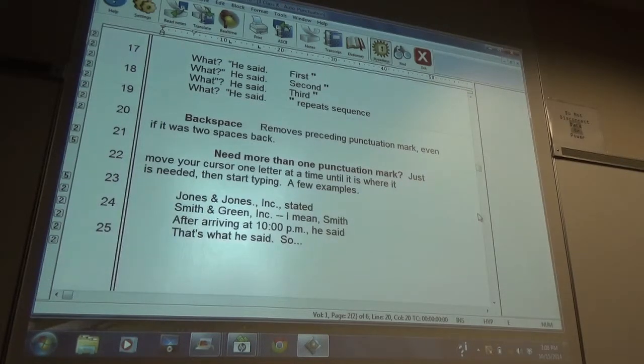Okay, need more than one punctuation mark? Just move your cursor one letter at a time until it is where it is needed, then start typing. Okay? So Jones and Jones, Inc., they do the period, comma, Inc., period, comma, whatever. Okay?